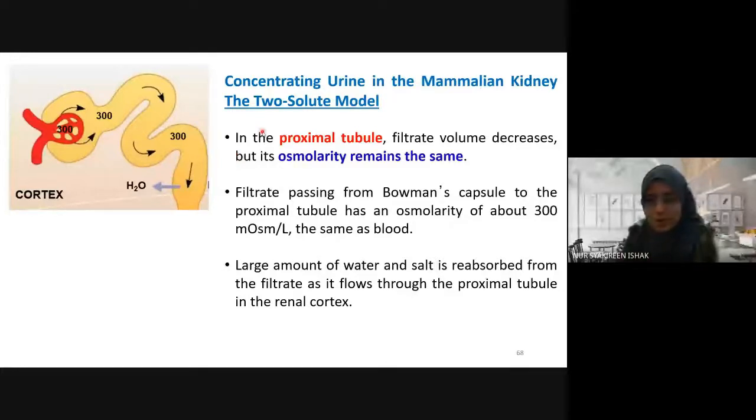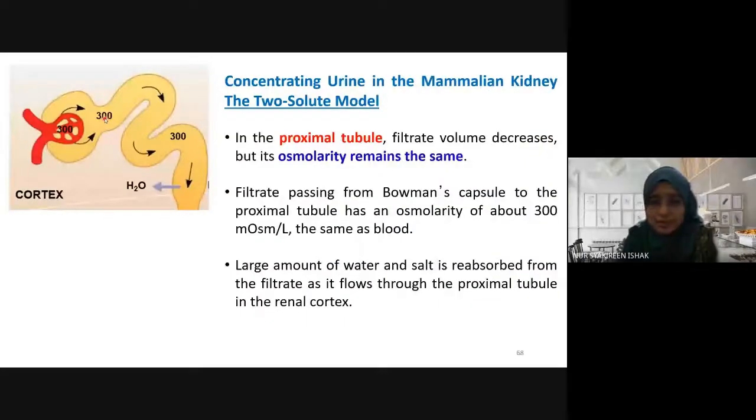Okay, so it is important in concentrating urine lah in the mammalian kidney. So it says here, as you can see from the diagram, the osmolarity of the blood, which is 300, is the same as the filtrate in the proximal tubule and also in the distal tubule, which is around 300 milliosmol. So in the proximal tubule, the filtrate volume decreases. Sebab apa? Water is being reabsorbed. Ingat balik gambar tadi, water is being reabsorbed, but its osmolarity remains the same as the blood.